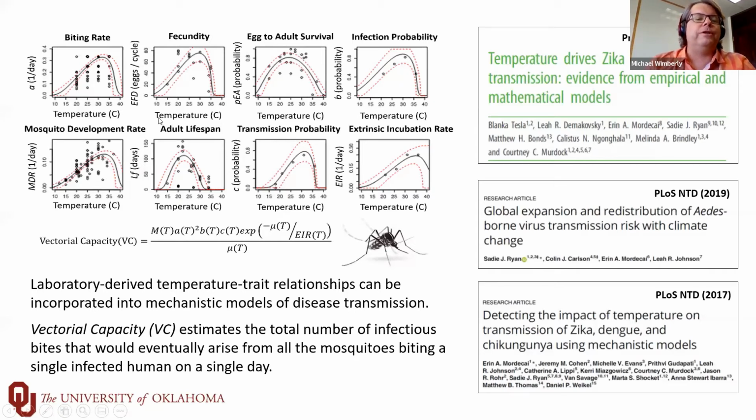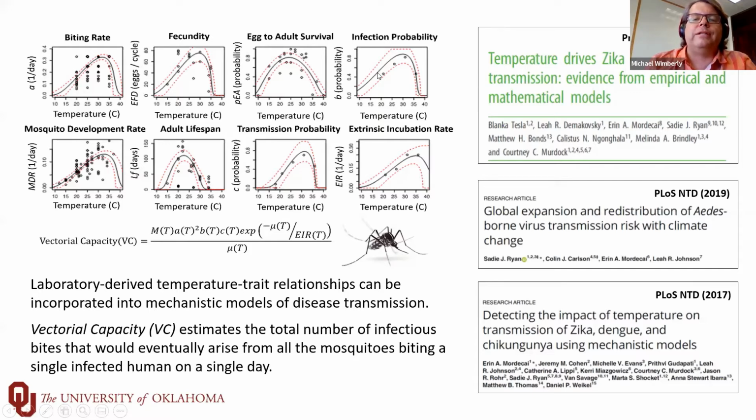So here, if we look specifically at Aedes albopictus, these curves tell us something. Aedes albopictus is most likely to bite, most active, at about 30 degrees Celsius. On the other hand, it doesn't have a very long lifespan at 30 degrees Celsius. It tends to live the longest at slightly cooler temperatures.